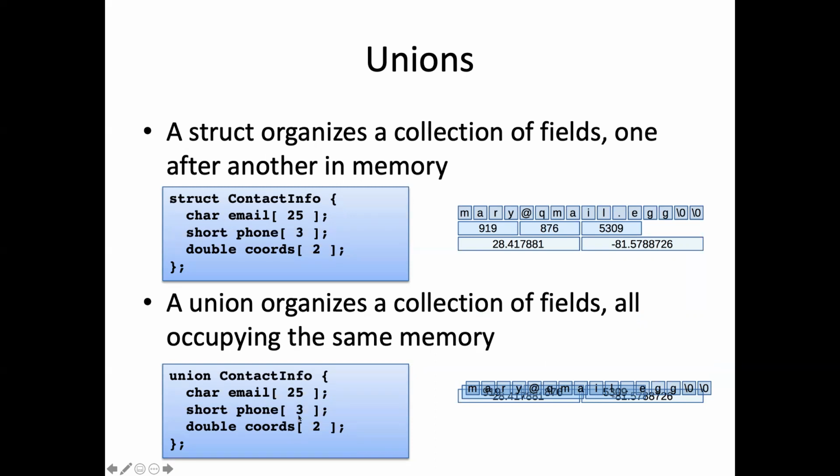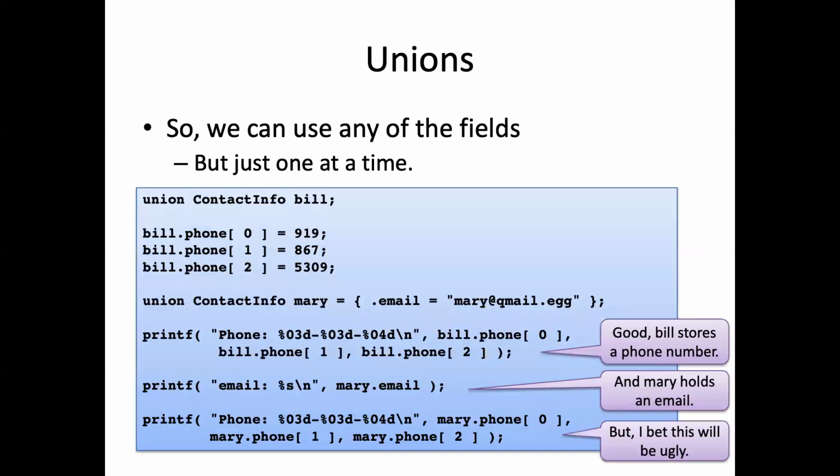For phone number, well, that's 3 shorts, so that's 6 bytes in size. Each of the doubles is 8 bytes in size, so an array of 2 doubles would be 16 bytes. So email address is the biggest field. My picture doesn't really look like that, but email address would determine the size of this union. It's got to be at least big enough to hold that 25 element array. And in practice, it would probably pad that up to 32 bytes in this, but I'm not sure, I haven't tried this example.